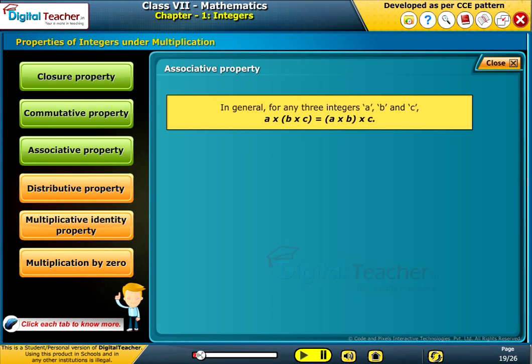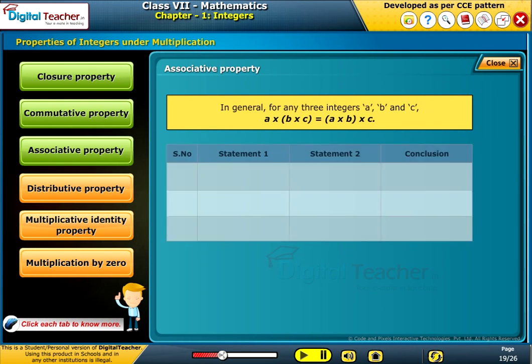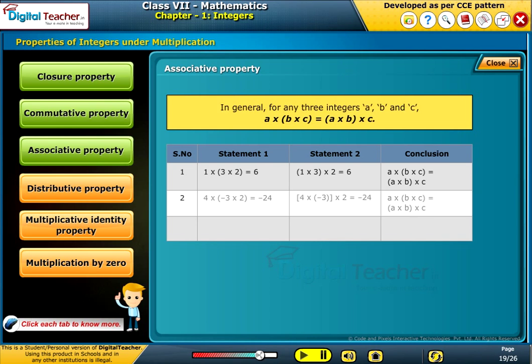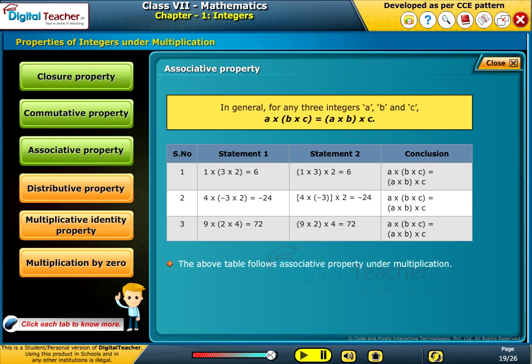Associative property defines that for any three integers a, b, and c, a into b into c is equal to a into b into c. In the first statement, 1 into 3 into 2 is equal to 6, and in the second statement, 1 into 3 into 2 is equal to 6, and it concludes that a into b into c is equal to a into b into c. Same for the second and the third statements as shown in the table. Therefore, the above table follows associative property under multiplication.